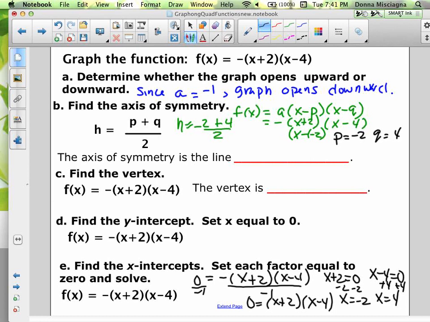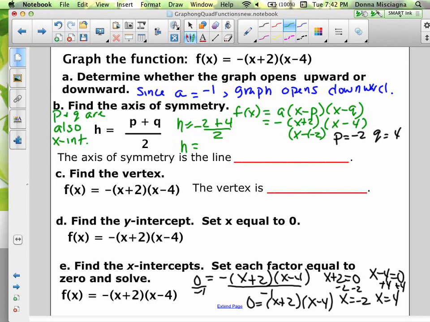So if you don't want to have to think of it as P and Q and remembering that if it's x plus 2, it's minus a negative, then just find your x-intercepts and add those and divide by 2. It's the same thing. So P and Q, I'll put it up here, are also the x-intercepts. So find your x-intercepts, add those and divide by 2, whichever makes more sense for you, because it's the same thing.